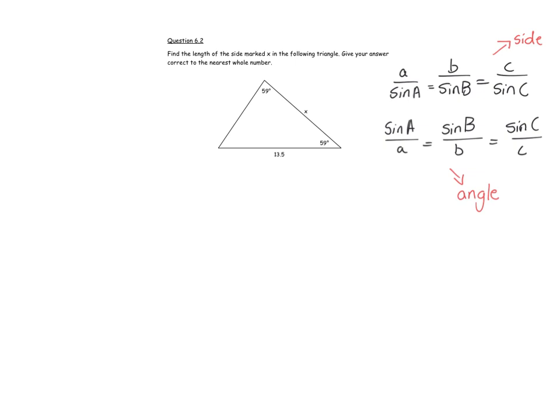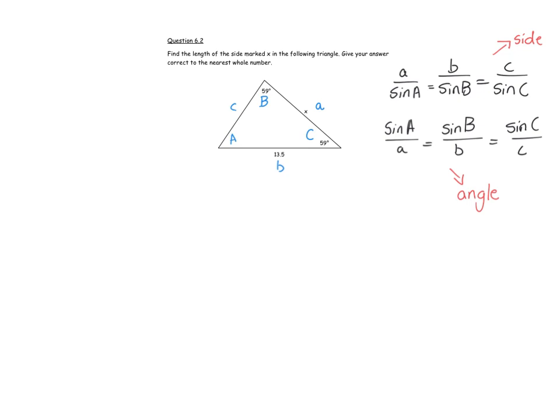So what I'm going to do is start filling in the information. Here we have that X is a. The side opposite that is going to be capital A. Then 13.5 we'll have as b. The angle opposite that is capital B. And then we have the last side, which is c, and the angle opposite that, which is capital C.